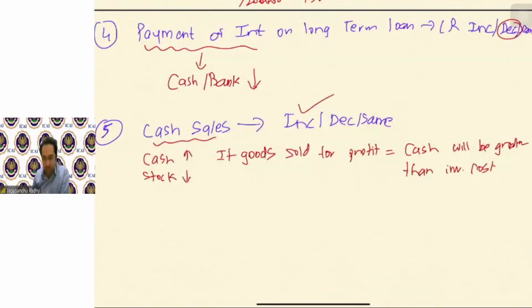In that situation, increase. If the goods are sold for loss, then it will be decrease. If the goods are sold at cost, then it will remain same. So if it is sold for profit, then it is increase. If it is sold for loss, then there's a decrease. And if it is sold at cost, then it will remain same.